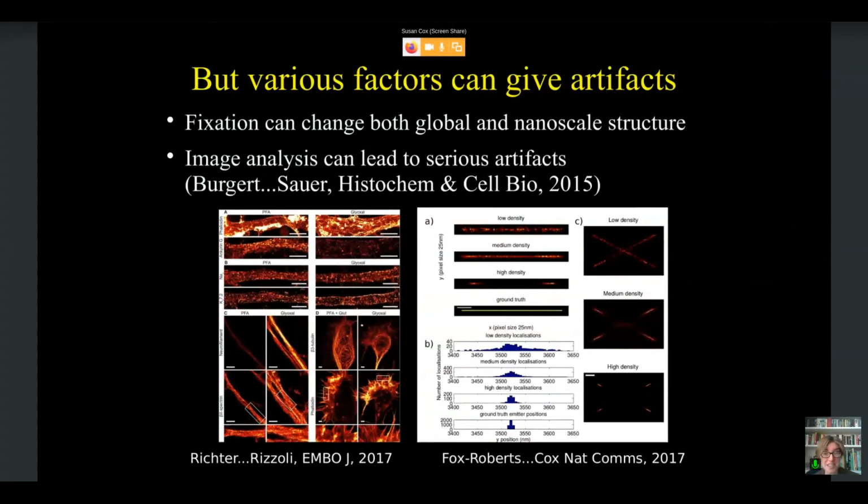Also, of course, the analysis can lead to a lot of artifacts, and that's something that I've obviously been bringing up throughout this talk. But here's a first example where I've done a very simple simulation. We've done just a line and then a cross line at low density data where the fluorophores are all well separated, medium density data where we have a bit of overlap, and high density data where most of the fluorophores overlap.